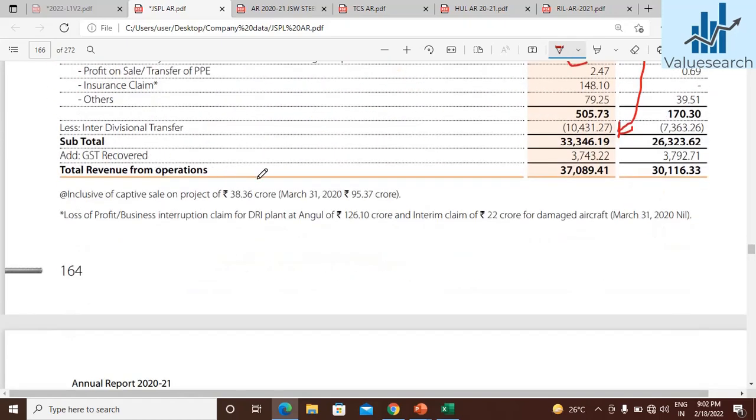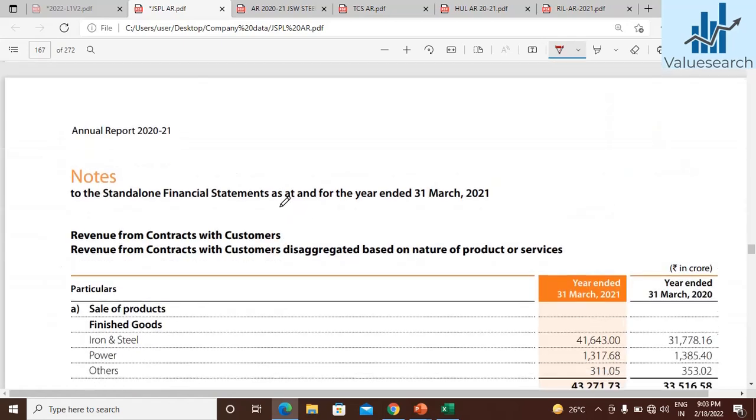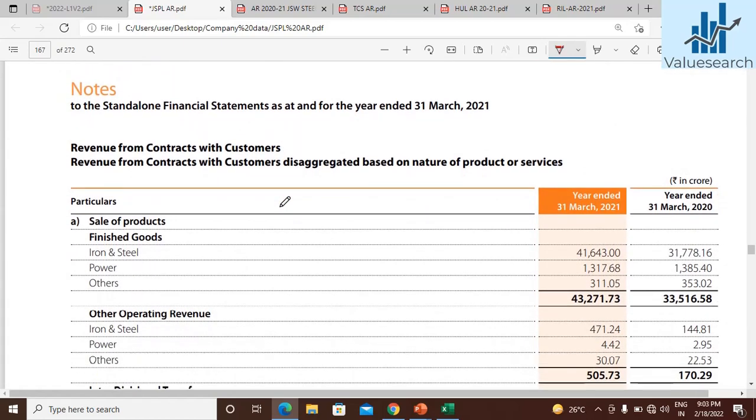So this is total revenue from operations, this amount. But what is the net revenue from operations? You deduct this GST recovered, and then you will arrive at this number, which is your net revenue from operations. Now, before diving deep into the other incomes, let us first dive deep into what are the components of this revenue from operations that you have generated.